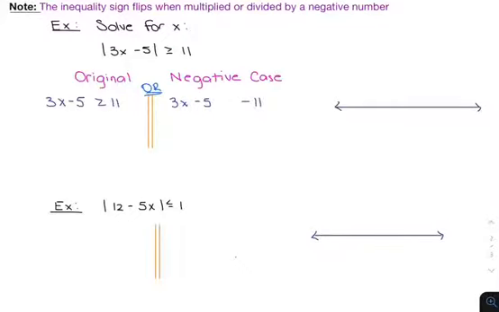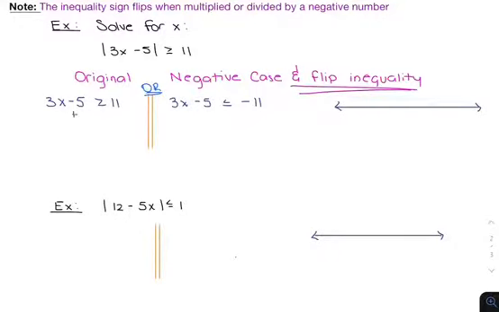And here's where the inequality comes in. Because we have now changed the component of 11 to be negative, we also have to flip the inequality symbol. So if it was greater than or equal to, now it has to be less than or equal to. And this is the main key to point out. So now let's solve this just like a regular equation.